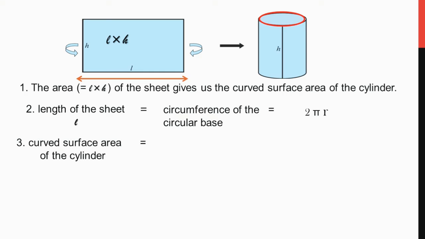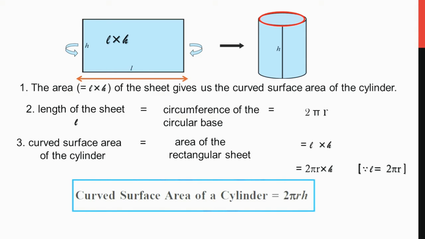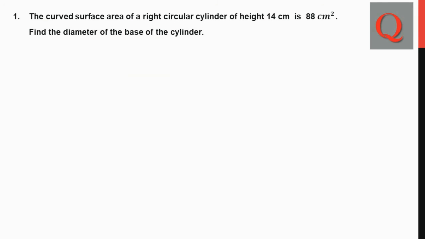So the curved surface area of the cylinder is equal to the area of the rectangular sheet, which is equal to L into H. Replacing L by 2 pi r, we get 2 pi r into H. Therefore the curved surface area of the cylinder is 2 pi rh. Let us try to solve a numerical problem.